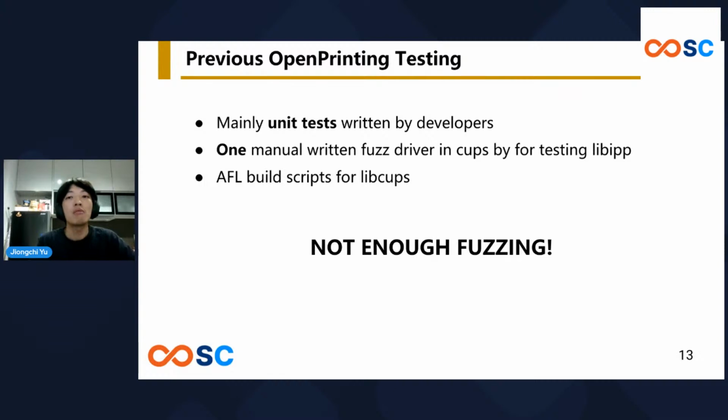Before our integration, we took a thorough look at the OpenPrinting projects, and there have been some unit tests in OpenPrinting, though not comprehensive enough to cover all supported methods. There is one manually written fuzz driver in the CUPS project specifically to fuzz libipp. And there is an AFL build script for libcups for offline local fuzzing by the developers.